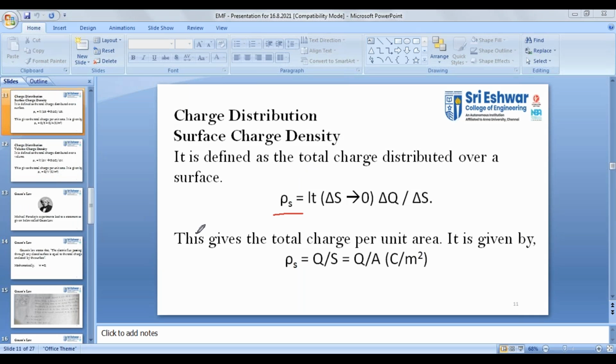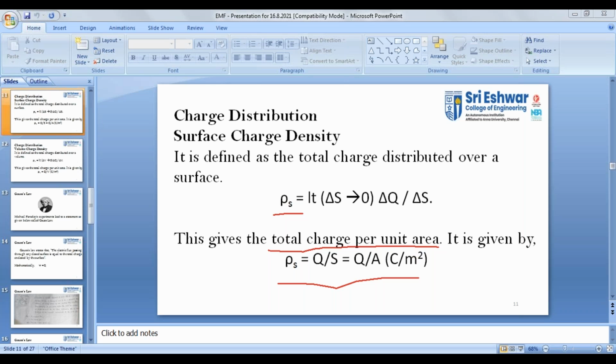So rho S is equal to limit del S tends to 0, del Q by del S. And this also gives the total charge per unit area, and the formula is rho S is equal to either Q by S or Q by A. Q has the unit of Coulomb, and S or A, surface area, will have the unit meter square, so it becomes Coulomb per meter square. This is what surface charge density is.